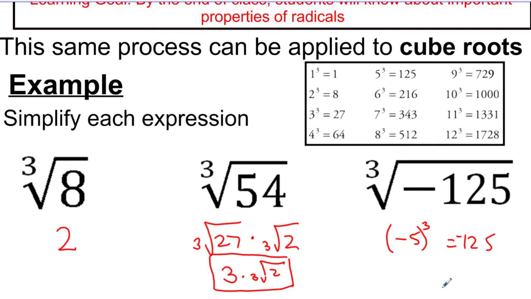So I can actually answer the question. Is there a number that I can multiply by itself 3 times and end up with a negative answer? The answer in this case is yes. Okay, so for these odd index roots, negative numbers are okay to be under the radical. So I'm going to say in this case the answer is -5, because -5 cubed gives me back -125.